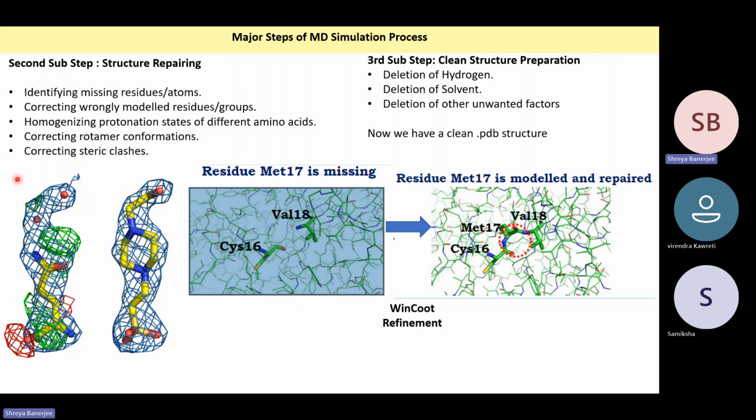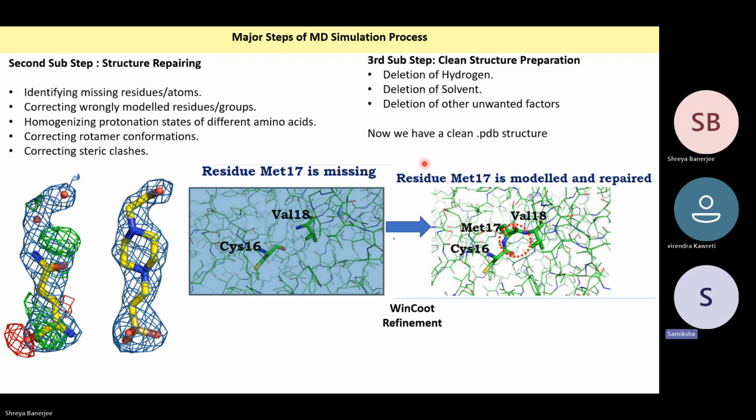uploaded in the PDB, they will not have all these mistakes. These are the steps for when you have made a new protein and you don't have the three-dimensional structure of it. If the three-dimensional structure is already there in the PDB, you don't have to do any of these steps, because you can only deposit a protein in the PDB if all this is taken care of.